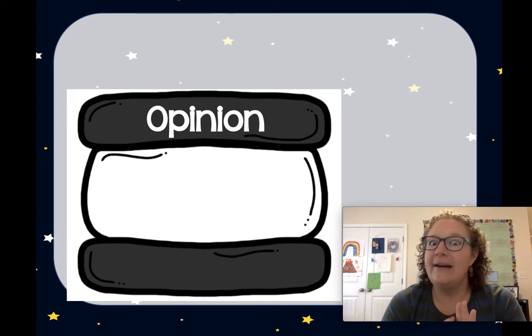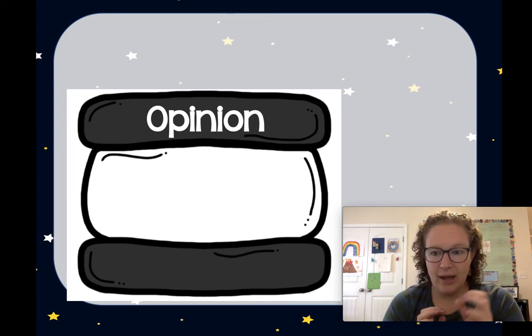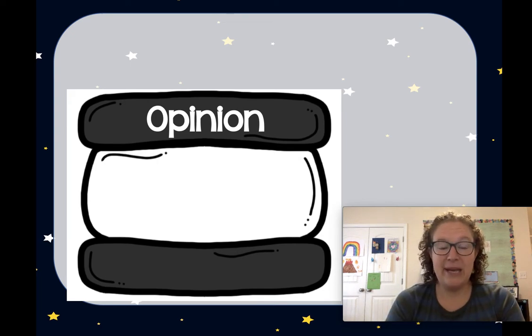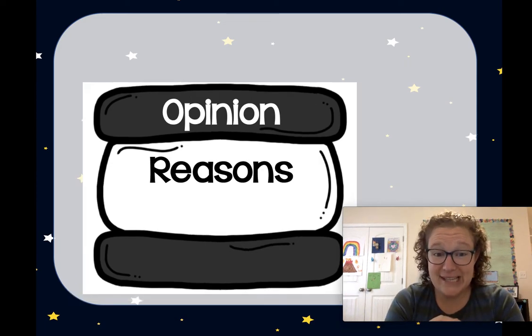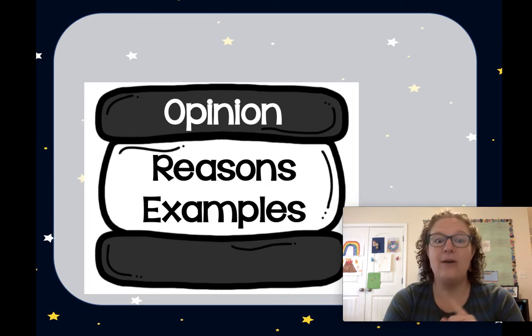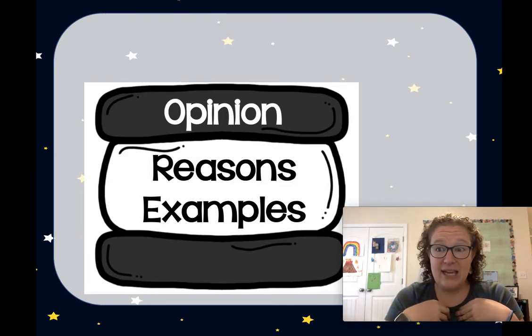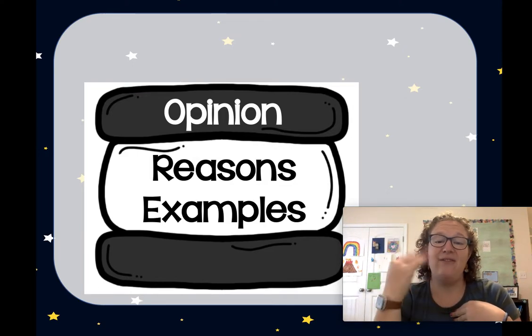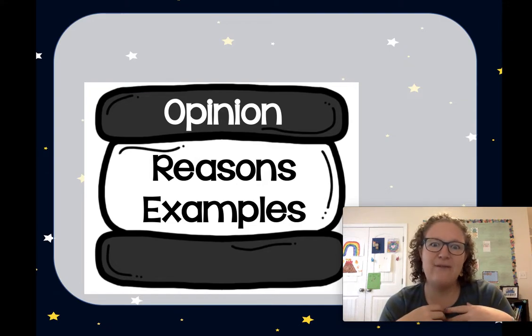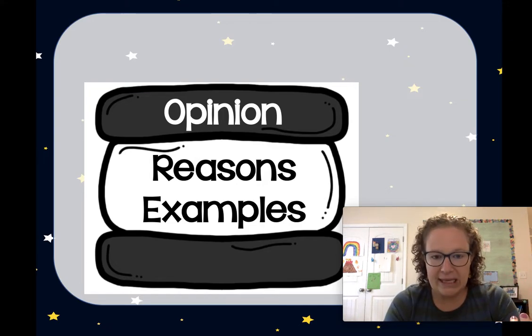So the first letter in Oreo is O. So when we write an opinion paper, the first thing we need to do is state our opinion. So that is the very first thing we have to do. After we state our opinion, we give reasons for our opinion or examples for our opinion. So we start with our opinion, which is what we think, feel, or believe, and then we give reasons or examples for how we think, feel, or believe.